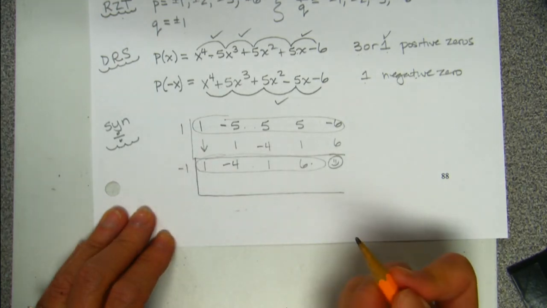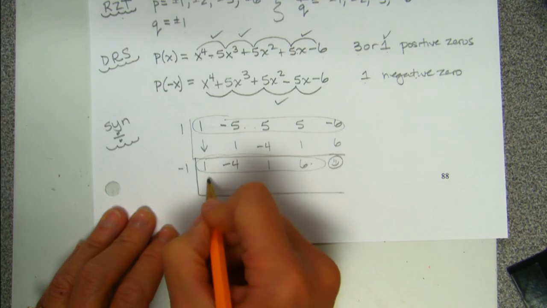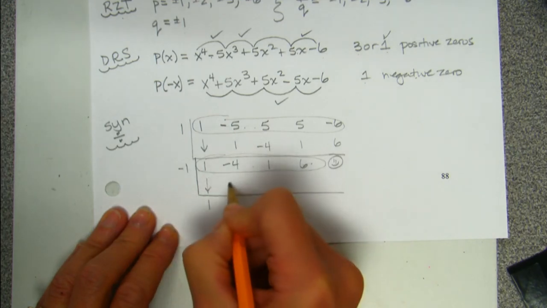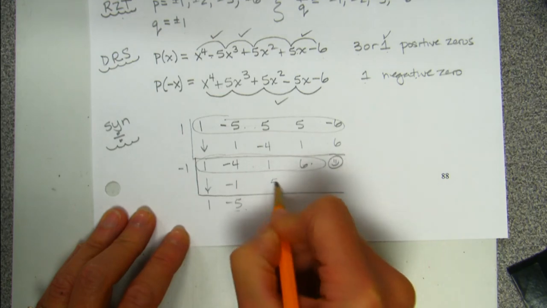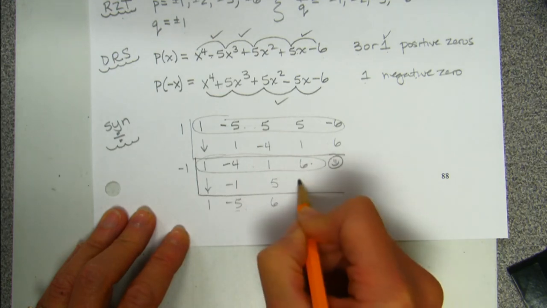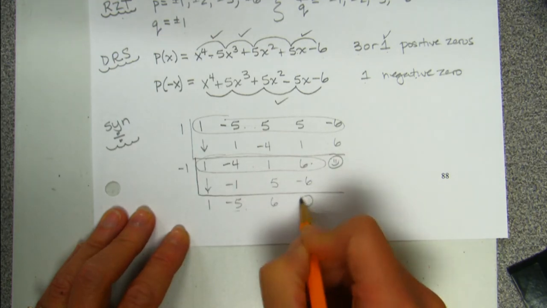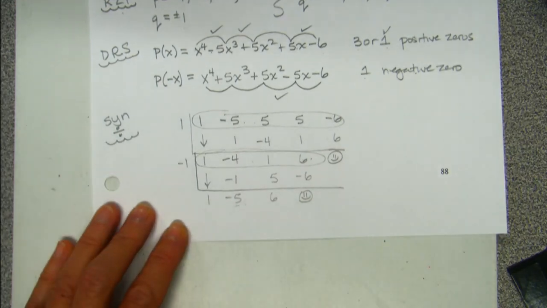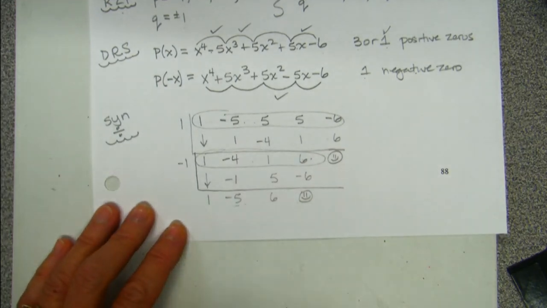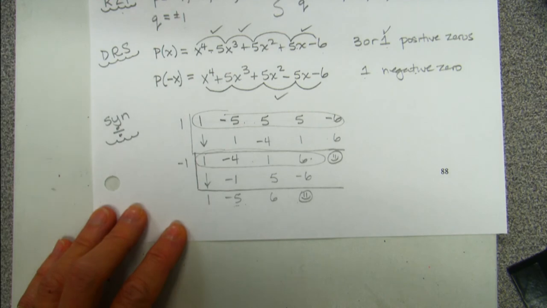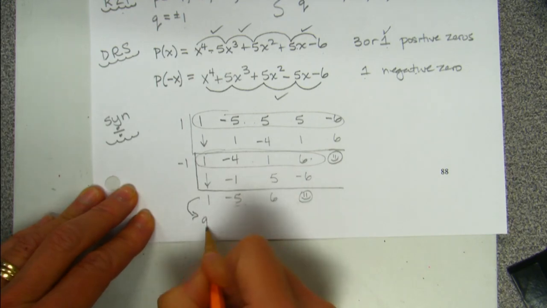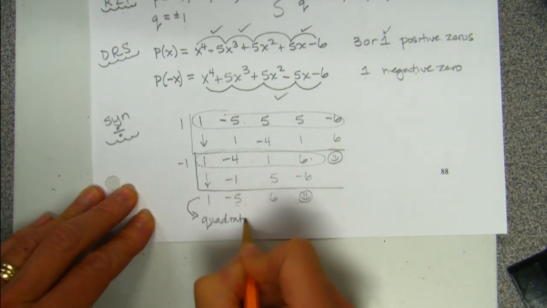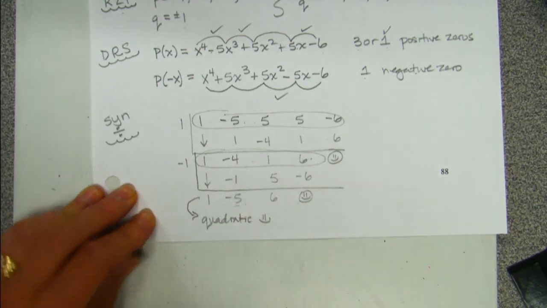It doesn't matter what you try, guys. We drop. Multiply. Add. Multiply. Add. Multiply. Add. The chances that you'll get both of them in 2 tries are slim to none. But we did. And now this is quadratic. Yay, we got our quadratic.